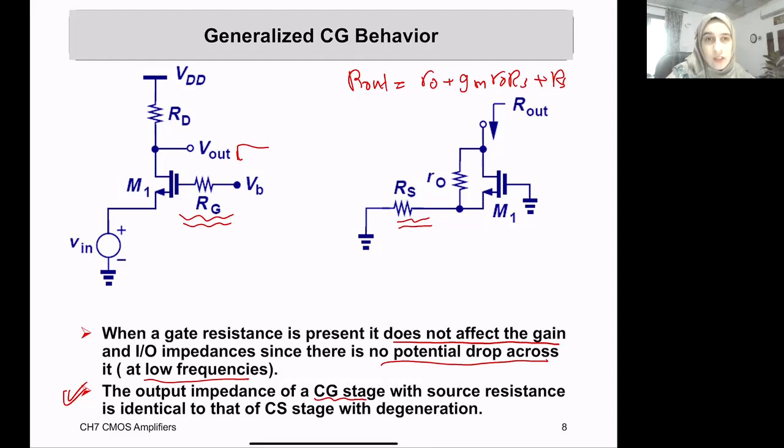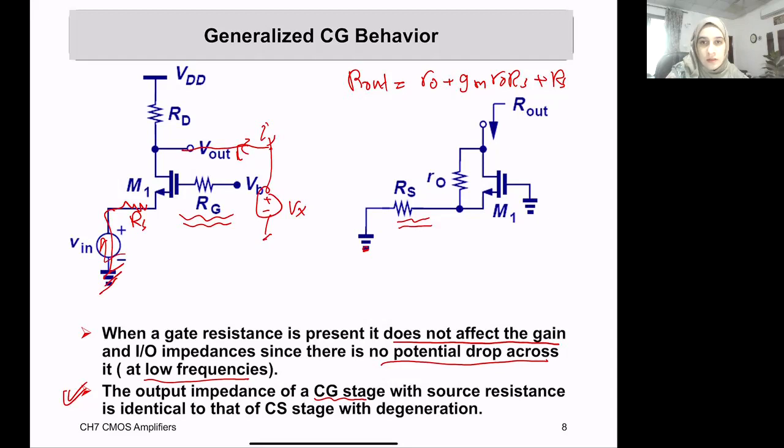I mean, from a derivation point of view, why will we end up with the same output? If you remember, when we find the output impedance of the common gate, the first thing is that we are going to short the input. So we will short this side, and we will apply a test source from the output side, Vx, with the current Ix. So shorting the input, it will again look like the common source with degeneration stage. So that's why we will end up with the same output.